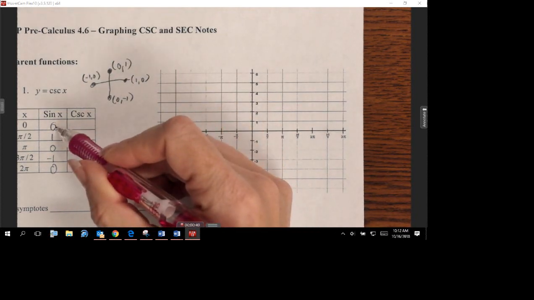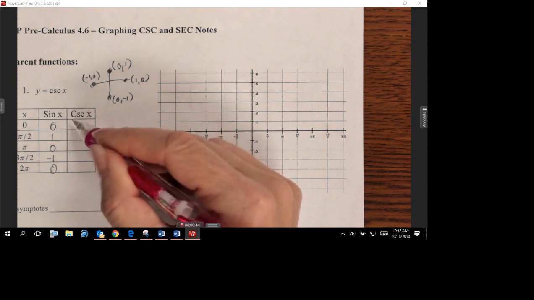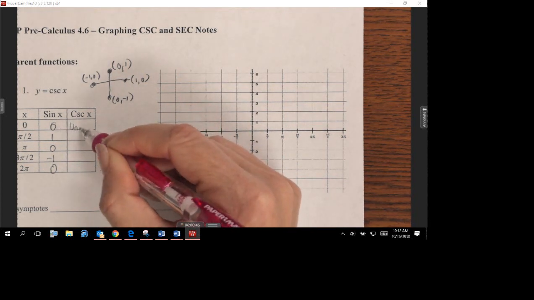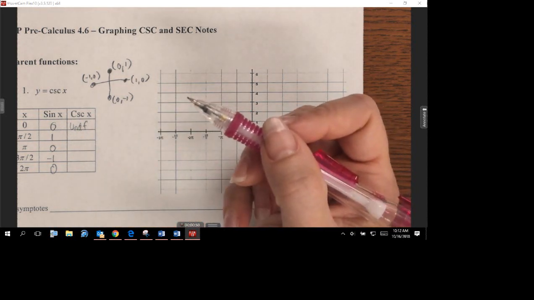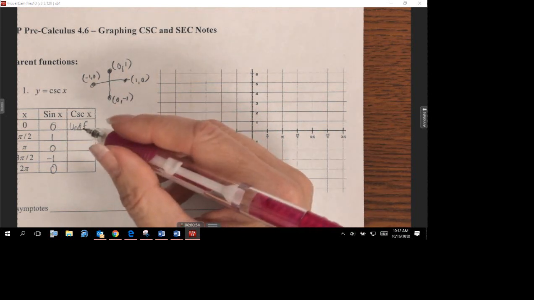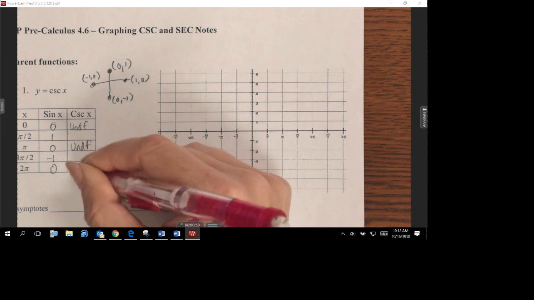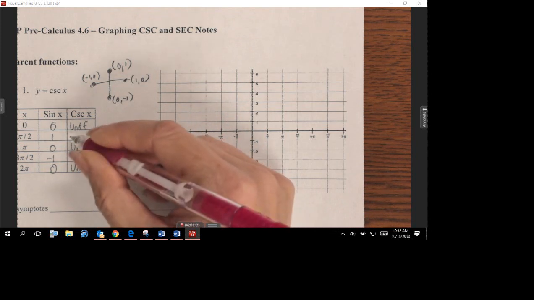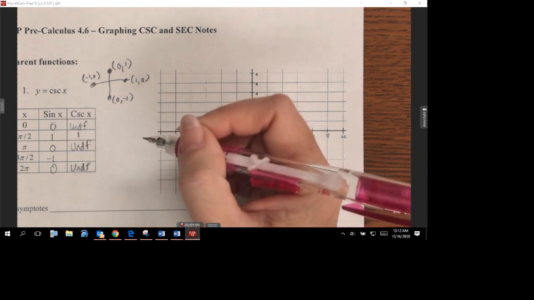So how do you flip 0? It's something over 0, so that's undefined. If you're going to abbreviate undefined, either UND or UNDF, don't make up your own abbreviations. And then what happens when we flip 1? It's still 1. What happens when we flip -1?